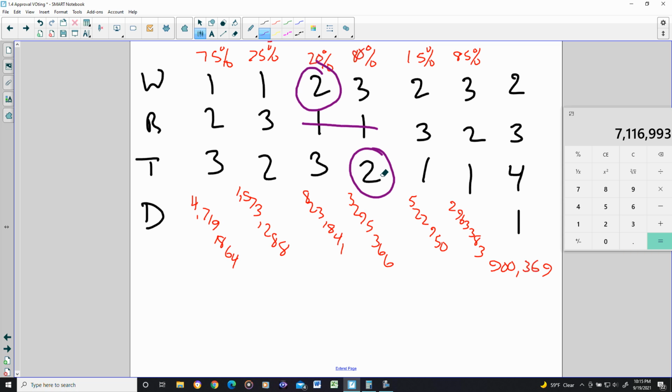Same thing here, we'll just add together the numbers for Taft here. So basically, it's the 522,950 plus 296,383 plus 3,295,366, and that's going to get 6,781,699.